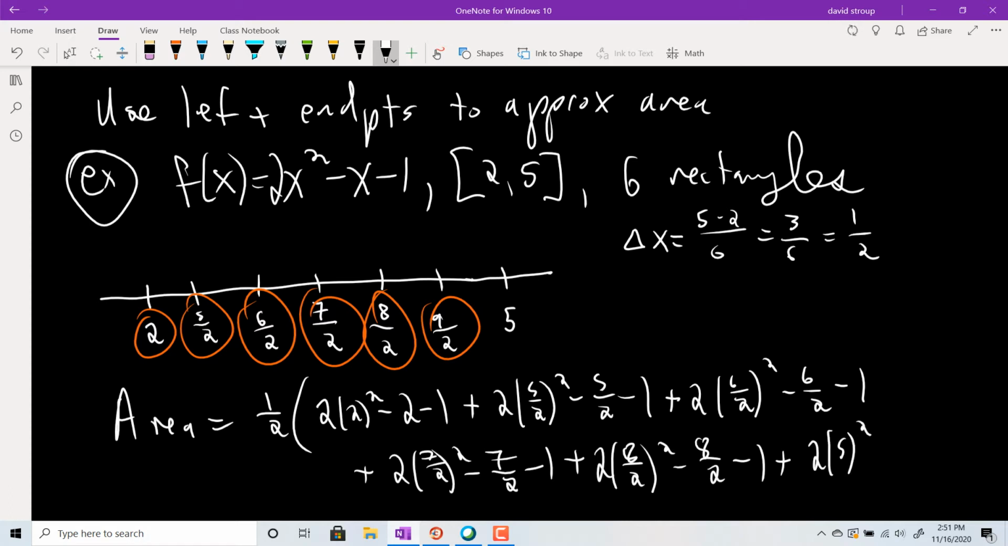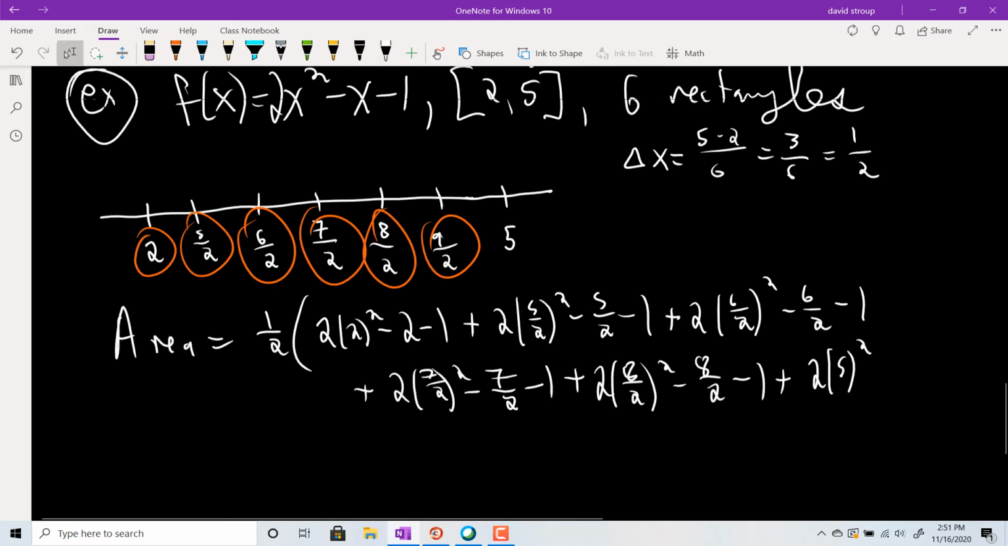Oh, whoops, there's still that one, the 9. I forgot the 9. 9 halves squared minus 9 halves minus 1, plus 2 times 5 squared minus 5 minus 1. That'd be that. Let's make sure I got them all.